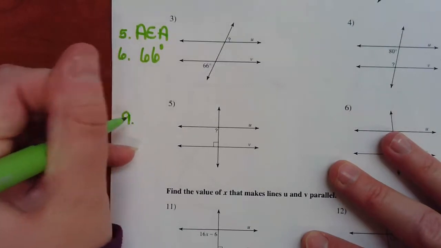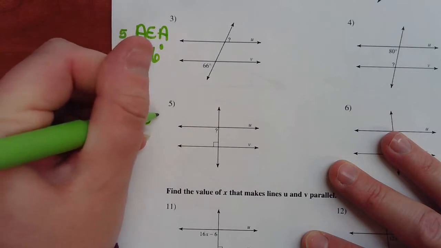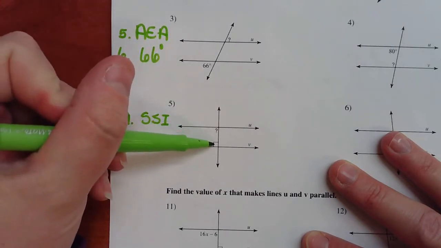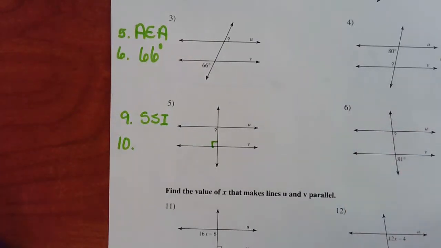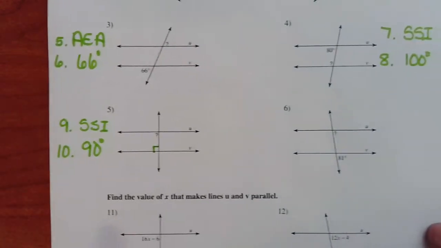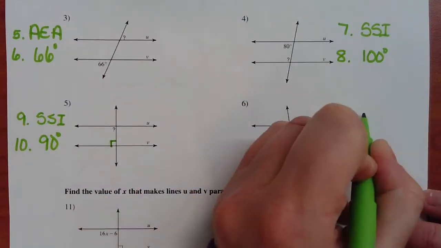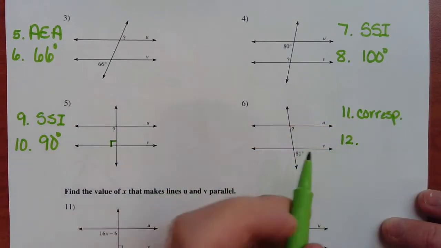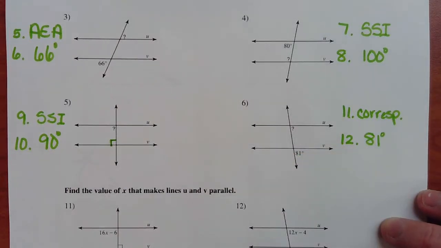Number 9 would again ask you, what type of angle pair are these two? They again are same side interior angles, which means that they add up to 180. So do 180 minus this, remember this little box means 90. 180 minus 90, and you find the missing angle to be 90 degrees. And then number 11 would ask you what type of angle pair. These are corresponding angles. Corresponding angles are equal to each other. So if this is 81, that is 81 degrees as well.